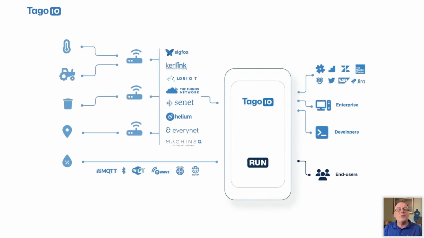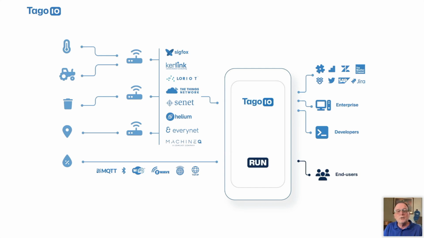Now, when we talk about how does the data flow from the sensors, right? If you look at this slide here, on the left, we have our sensors, whether that's tracking a piece of equipment or temperature, humidity, whatever that is. And then you have your gateway, and then you have your connectivity, right? You see Sigfox there, Senate, EveryNet, MQTT, cellular. So you connect there, and then basically when that data comes into Tago, if you look at the phone image, you'll see TagoIO at the top and Run at the bottom.